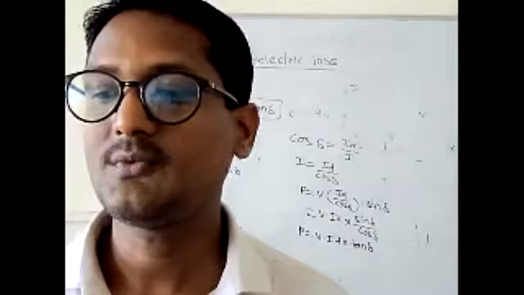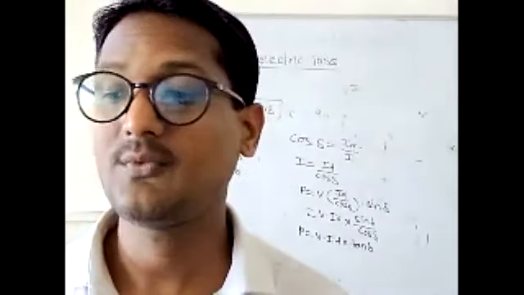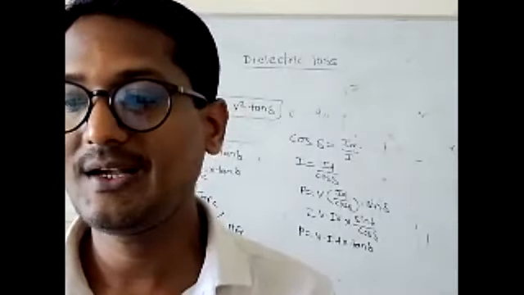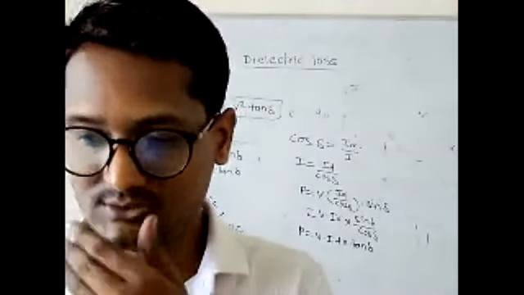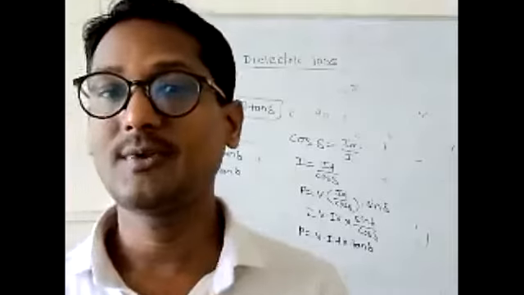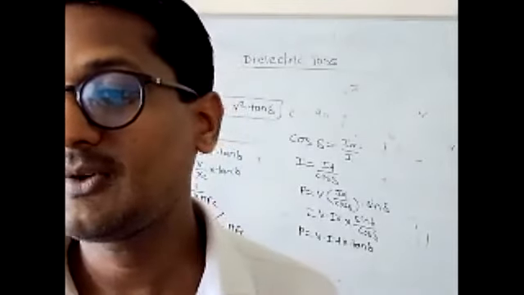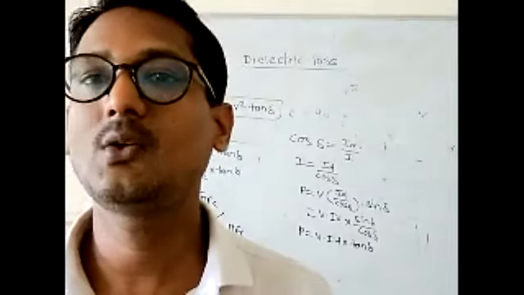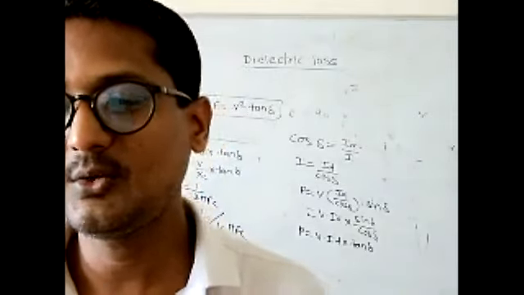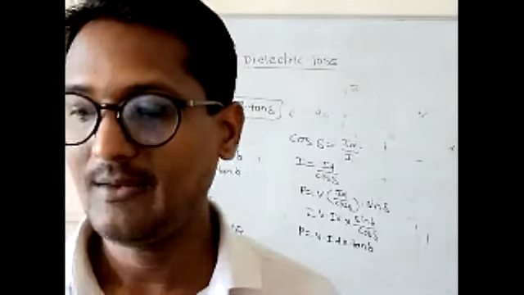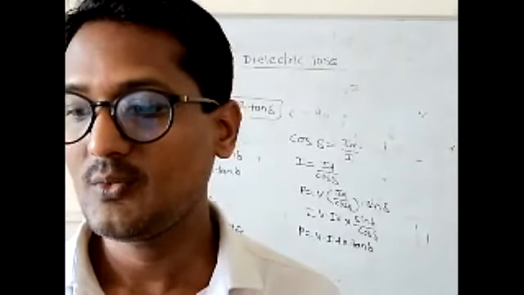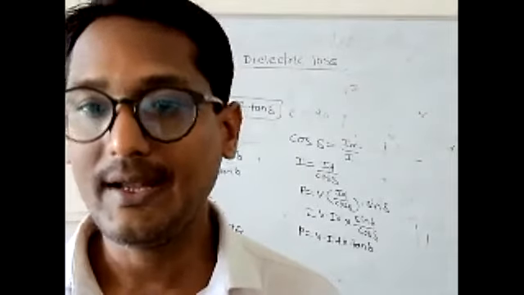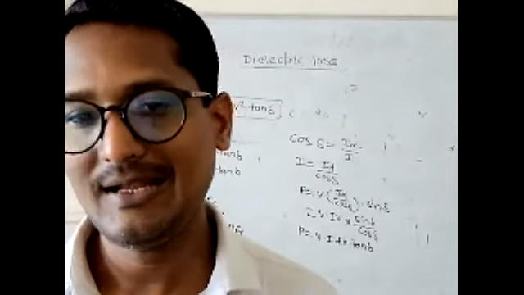Then, from the phasor diagram, cos phi equals ID upon I. Therefore, by rearranging this, we get I equals ID upon cos phi. Put this value of I in the equation of dielectric loss P. Therefore, we get P equals V into ID upon cos delta into sin delta. By rearranging this equation, we get P equals V into ID into tan delta.